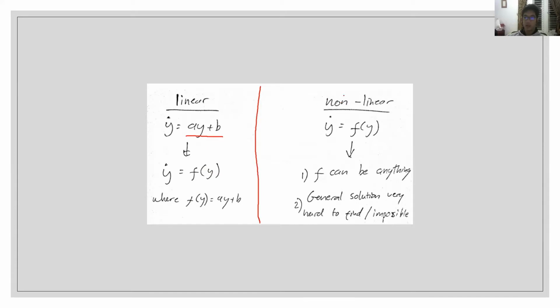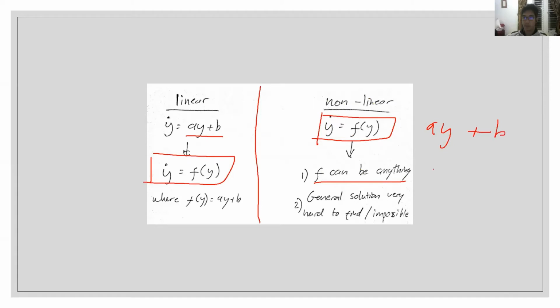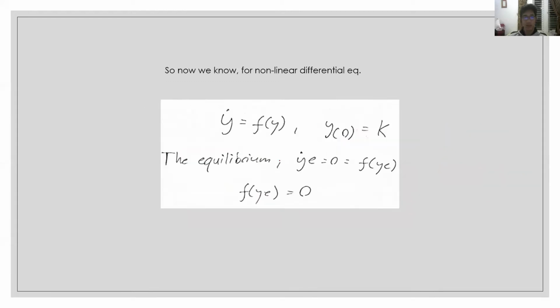Meanwhile, a nonlinear differential equation will be the same as this. However, f can be any function, so it does not have to follow the rule of ay plus b. It can be y cubed plus y to the fourth, whatever. It can follow anything. It doesn't have to be ay plus b. Also, a general solution is very hard or impossible to find for a nonlinear differential equation, so we do not bother with finding a general solution.